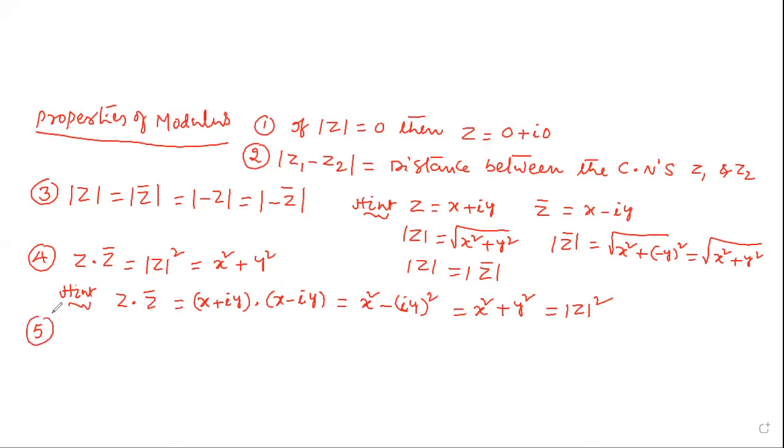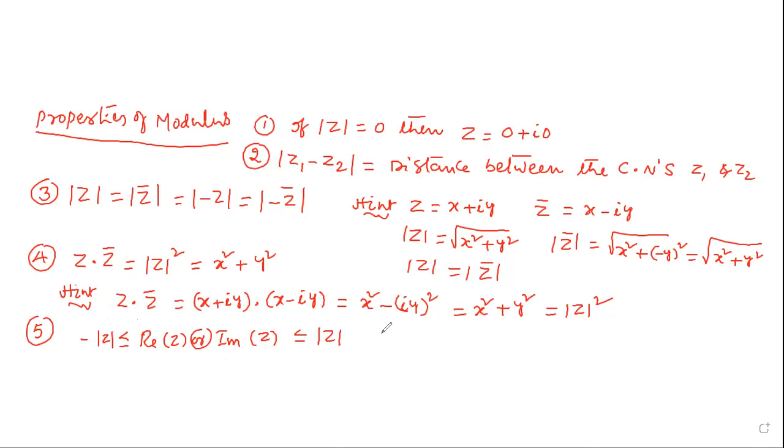Fifth point: the real part of Z or the imaginary part of Z must lie between -|Z| and |Z|. This point should be remembered. We can do inequality problems here.